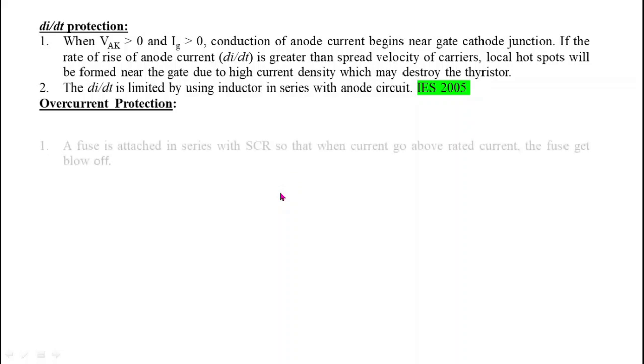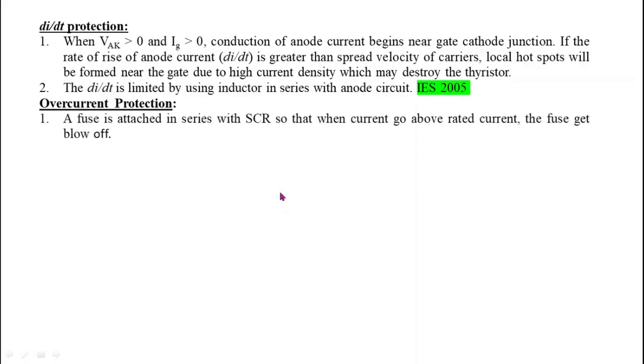Next is overcurrent protection. If current flowing through SCR is greater than rated current, then it may destroy SCR. So a fuse is attached in series with SCR to protect it from overcurrent. This fuse blows off when current greater than rated current flows. Next is thermal protection. Heat sink is provided in SCR to keep the temperature within limit.